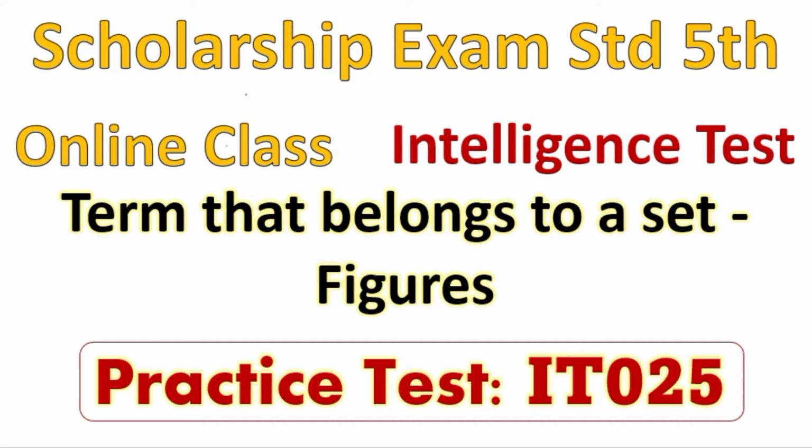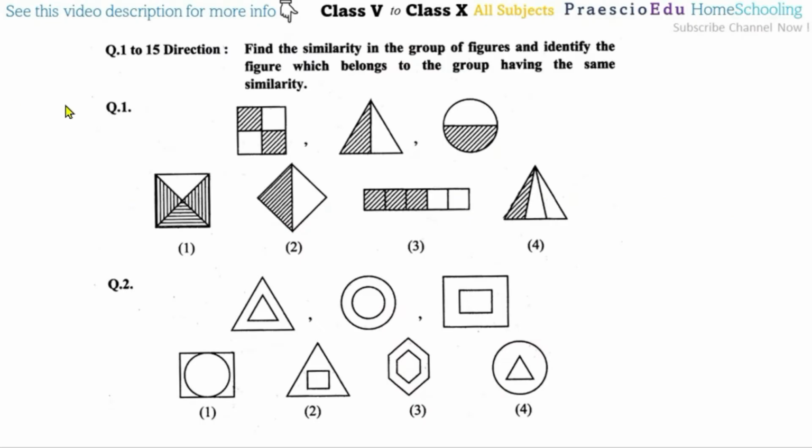This is a scholarship exam standard 5th online class. Subject: intelligence test, and the topic is the term that belongs to a set or group for particular figures. So this video belongs to the practice test IT 025 answers. Questions number 1 to 15 have a common direction: find the similarity in a group of figures and identify the figure which belongs to the group having the same similarity. Okay, so question number one.